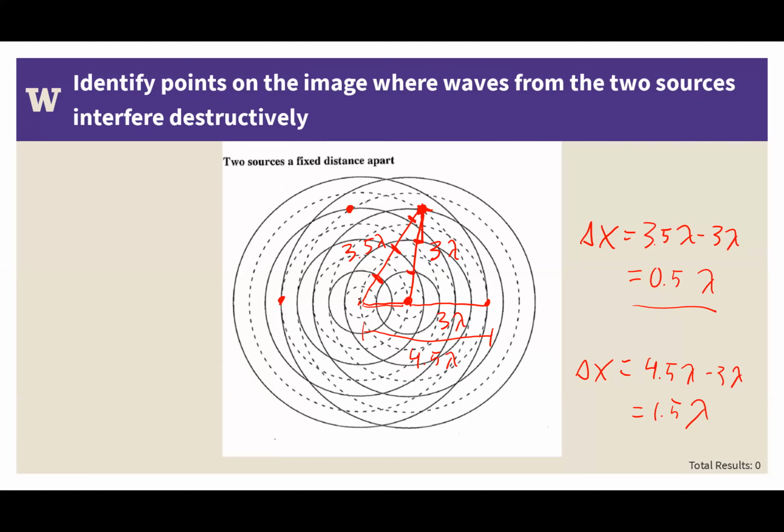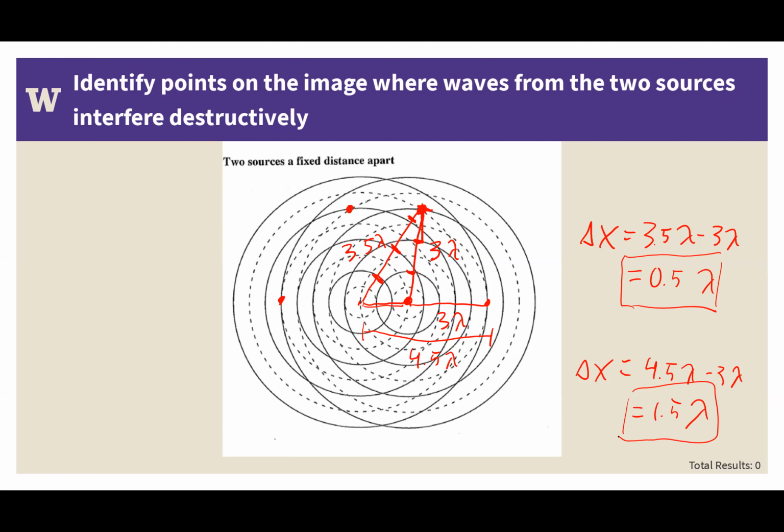So any point that I find that has destructive interference should have a half integer multiple of lambda in terms of its path difference. So I should be getting half lambda or 3/2 lambda for any point on this image where I find destructive interference.